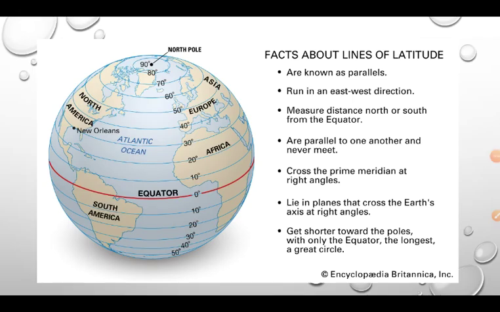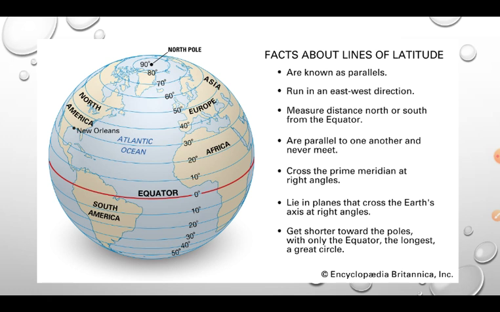Students, you can see the latitude lines in this picture, right? You can also see the equator line, which divides the Earth equally. But remember, this longitude, latitude and equator, these all are imaginary lines to locate places. Now facts about the lines of latitude. Latitudes are known as parallels.